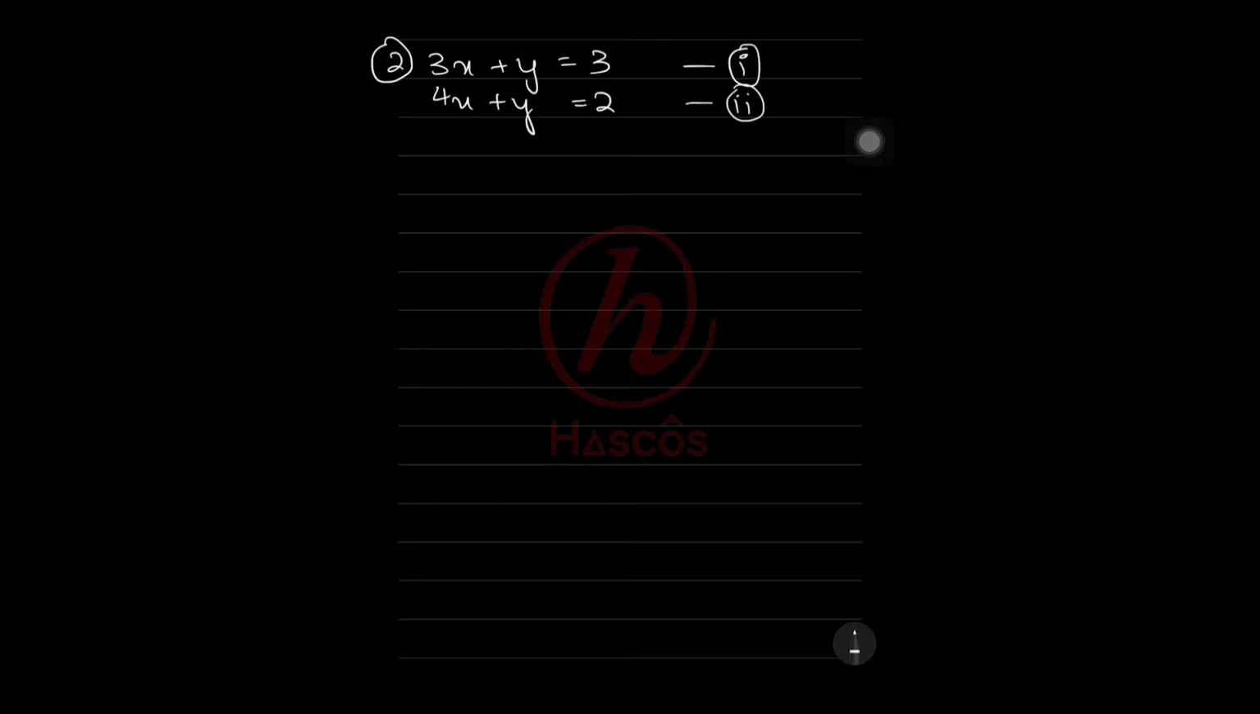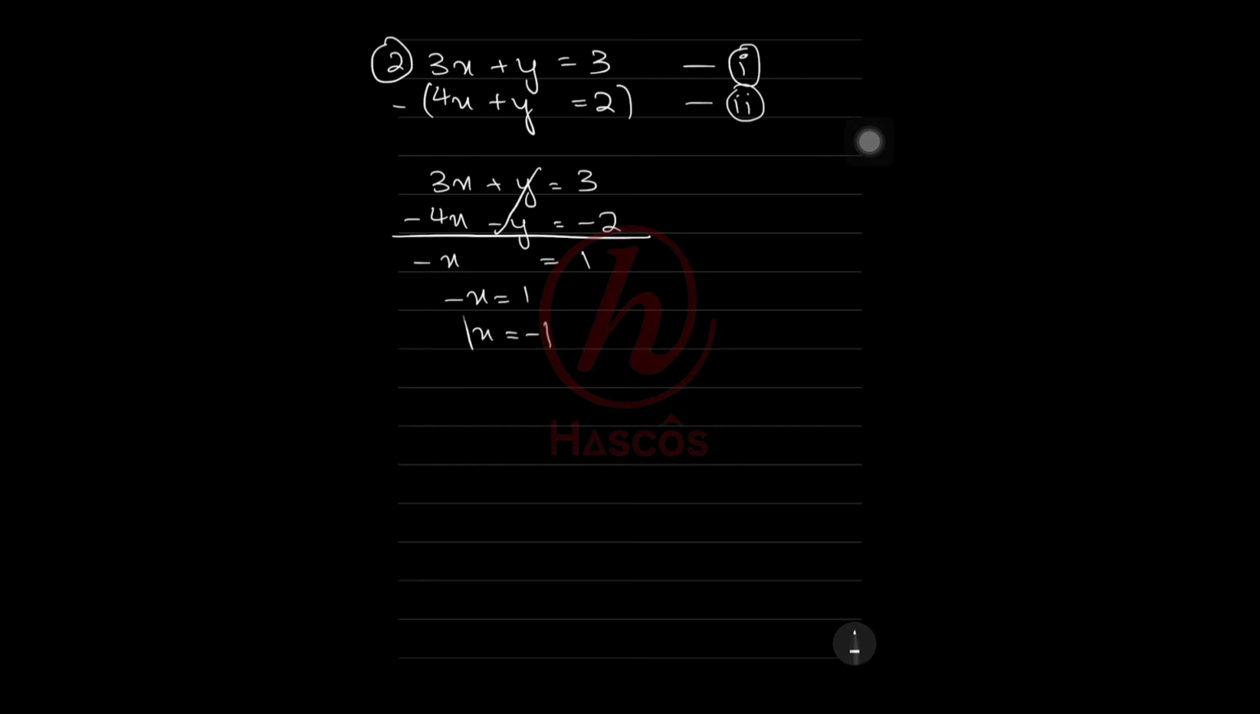x has different coefficients in both equations 1 and 2. So what we're going to do is multiply the second equation by the negative sign. Equation number 1 remains the same, which is 3x plus y equals 3, whereas equation number 2 is going to become negative 4x, negative y equals negative 2. Now we have a positive y in equation number 1 and a negative y in equation number 2, that gets cancelled. 3x minus 4x becomes a negative x, 3 minus 2 becomes a positive 1. Minus x equals 1, x equals minus 1.